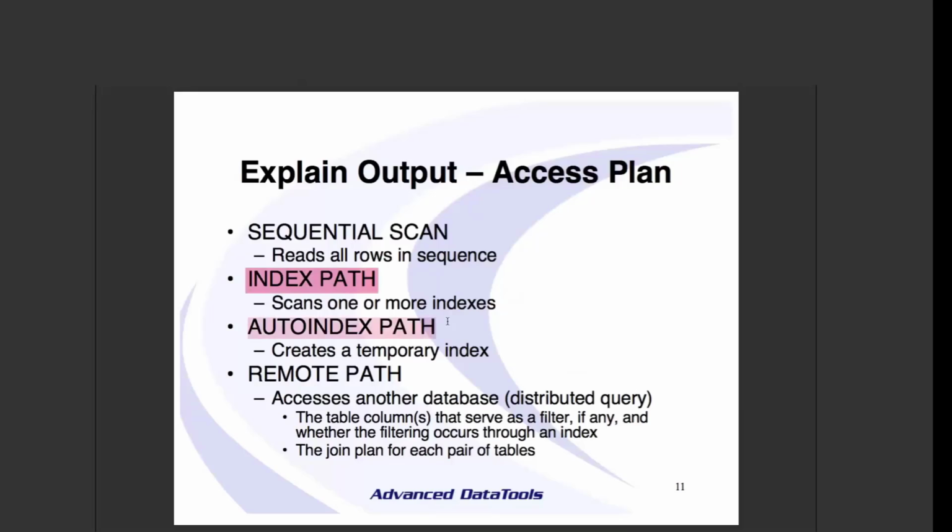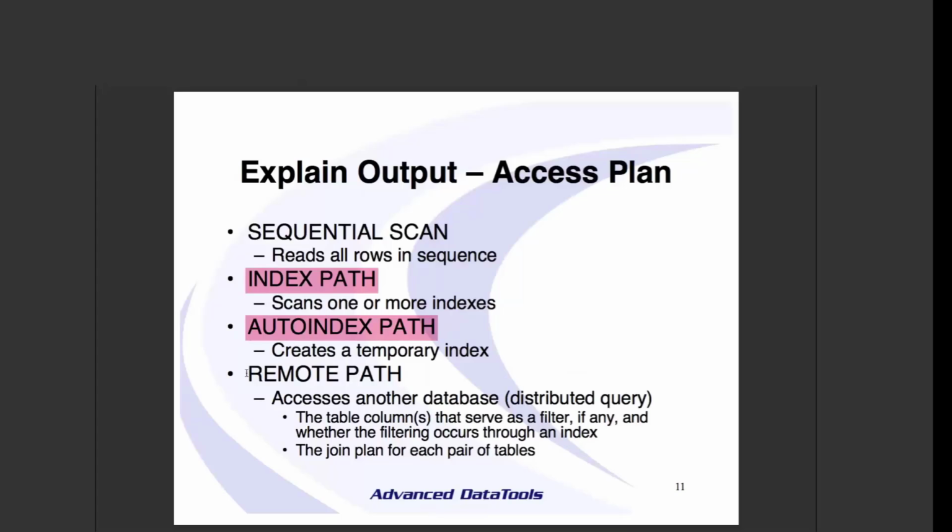Third one, which is kind of fun, is auto index path. And this is where the optimizer says, there should be an index here. There isn't one, so I'm going to create a temporary index. Now that's a temporary index. As soon as that query is over, that index is dropped. But the optimizer does do that in some cases, and I'll show you an example in a few minutes. When you see that, that might be a clue that you should go create an index on that field, especially if you see that being used a lot.